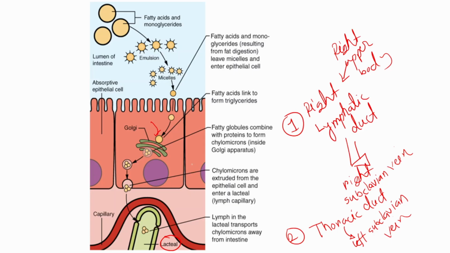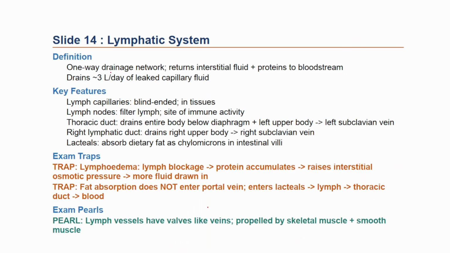Now that we have mapped out this one-way drainage route, the immune filter nodes, and the fat absorption pathways from first principles, let us transition directly to our text and anchor these concepts to the exact definitions, numbers, and traps that we will find on slide 14. To formalize the slide, first we will talk about the lymphatic system, which is a one-way drainage network designed to return interstitial fluid and proteins back to the general circulation.